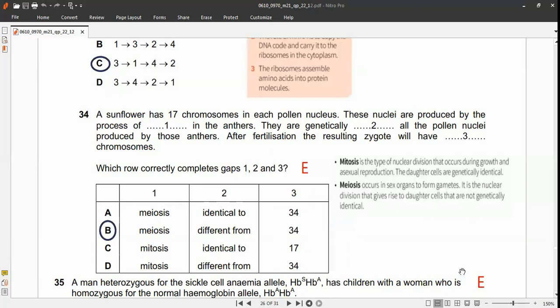What is the difference between mitosis and meiosis? Mitosis is the type of nuclear division that occurs during growth and asexual reproduction. The daughter cells are genetically identical. But meiosis occurs in sex organs to form gametes. It is the nuclear division that gives rise to daughter cells that are not genetically identical, they are different.